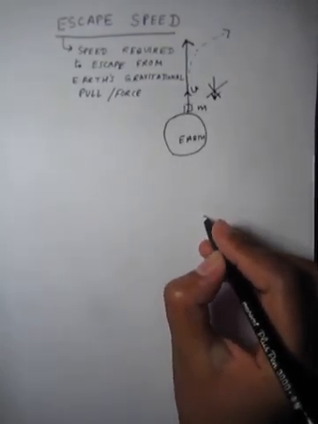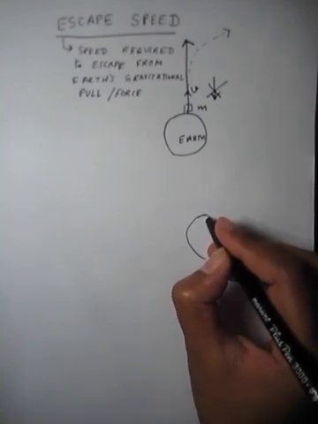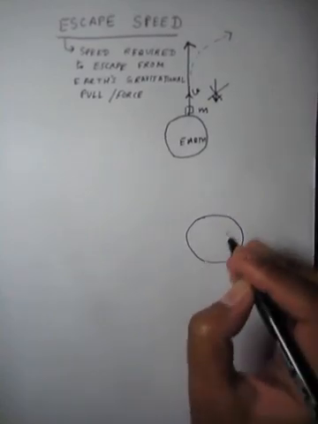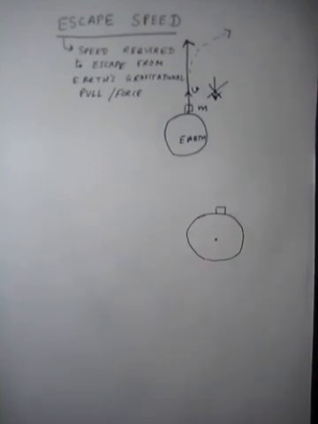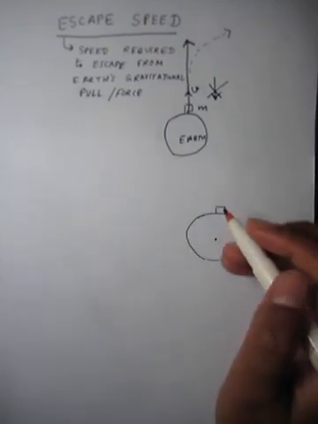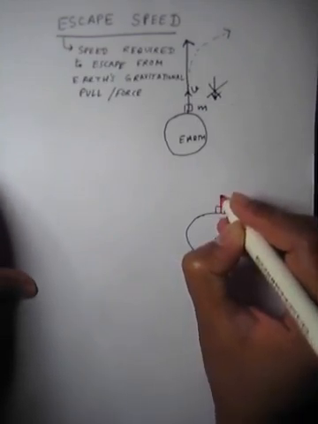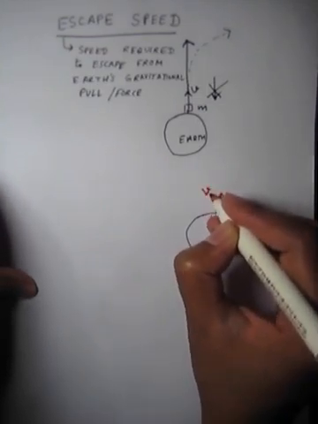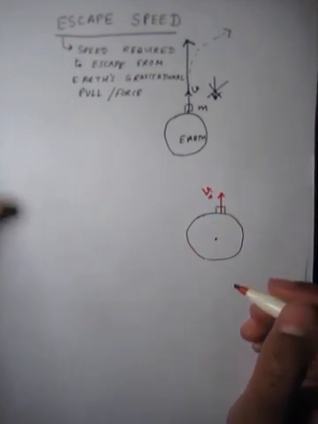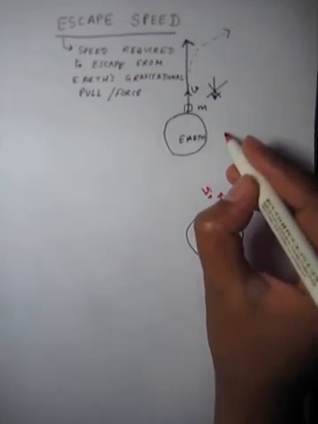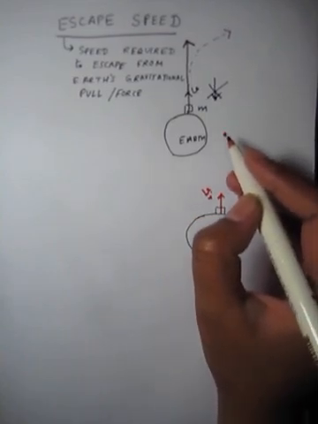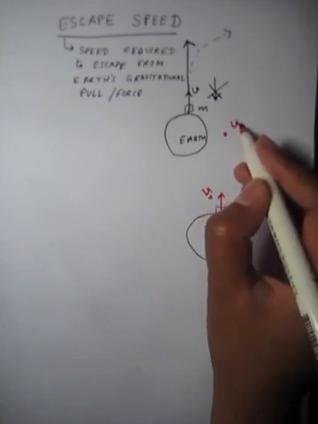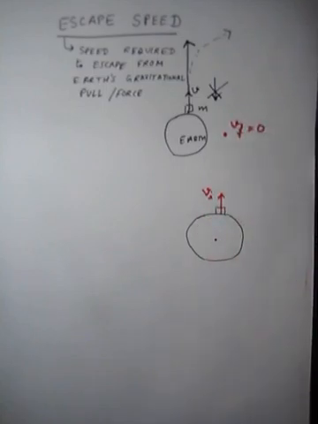Now suppose there is a mass on the surface of Earth, and you give it some velocity, and let that velocity be the initial velocity. And let us say that it goes to a very far away distance, and this distance is such that the velocity here is 0. And it is a very far away point.